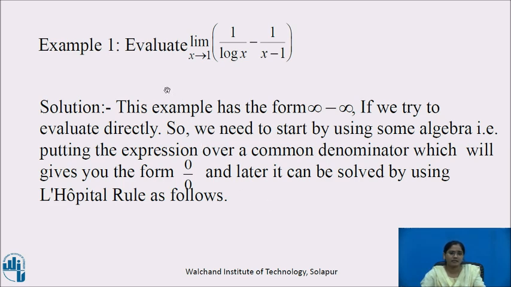Now let us see one example of infinity minus infinity form. Evaluate limit x tends to 1, 1 upon log x minus 1 upon x minus 1. Now in this example, if you directly substitute the limit, you are getting infinity minus infinity. So we need to start by using algebra, that is, putting the expression over a common denominator, which will give you the form 0 by 0, and later it can be solved by using L'Hospital rule as follows.